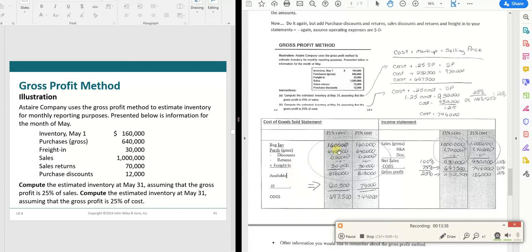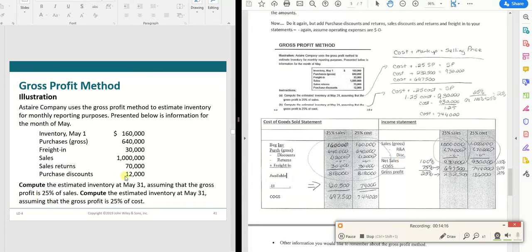So I'm just going to plug these numbers in. We'll get to the 25% of sales and the 25% of cost in just a second. So 160 plus 640 plus 30,000 for freight in. My sales is 1 million over here. I'll come back to that. Sales returns is 70,000 and purchase discounts is 12. So I have no purchase returns. Sales, the same thing. I take gross sales minus returns and allowances minus discounts to give you net sales. So I have 1,070,000. So those circled things are the given things.